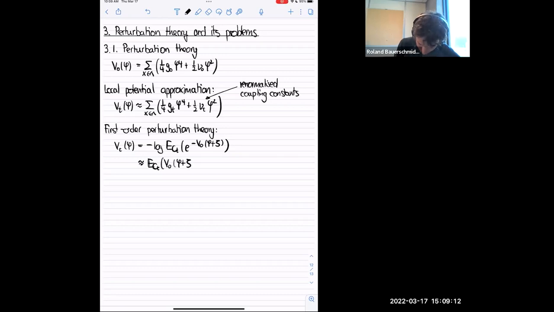And again, expectation acting on zeta. So if you compute this for the choice of the phi 4 potential, what you obtain is that the phi 4 term just reproduces. And we're just computing moments of a Gaussian measure here.